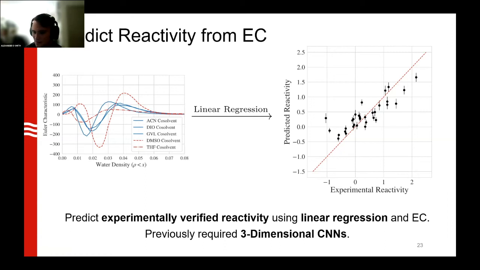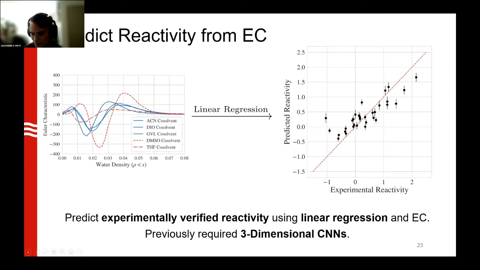And again, what we're predicting here isn't a simulated value. We're predicting actual experimentally verified values. Scientists have gone out and verified these reactivity increases in the lab, and we've been able to predict them using this simple model.